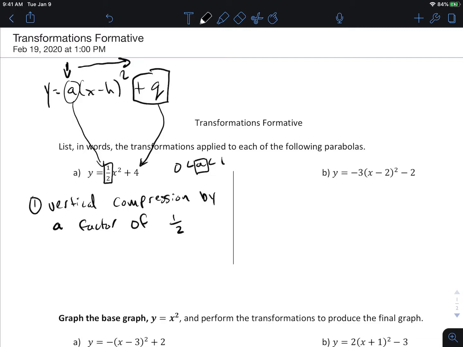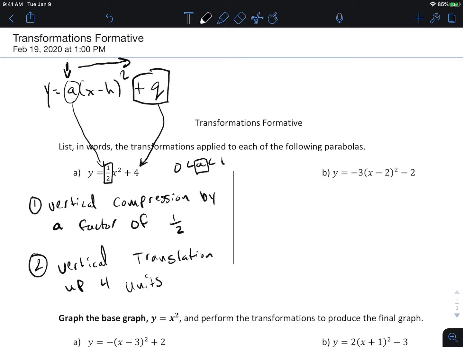And then the other one is, okay, well, I've got this Q value on the end, and remember Q is the vertical translation up and down, right? So then I get a vertical translation up 4 units, right? So there's only 2 on that one. Okay.